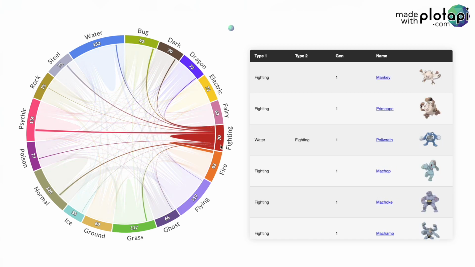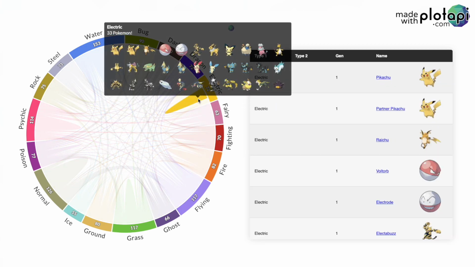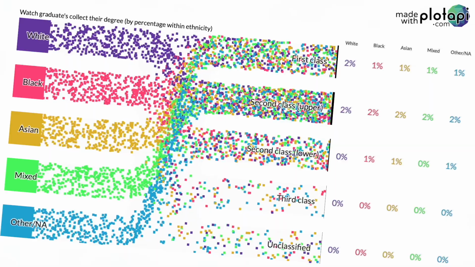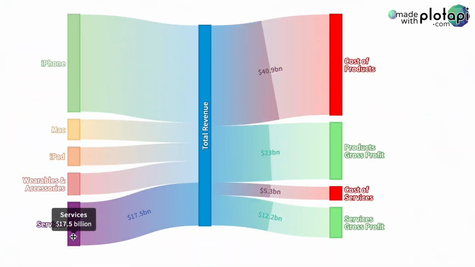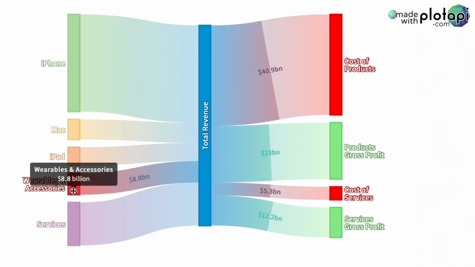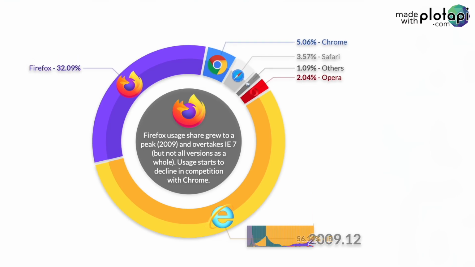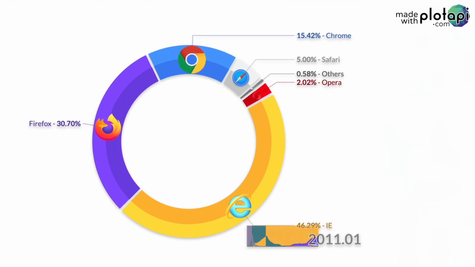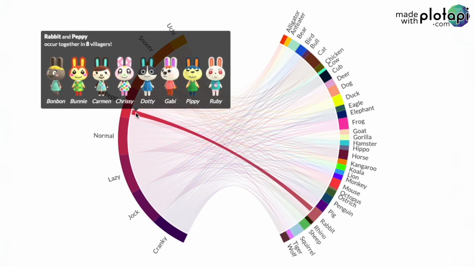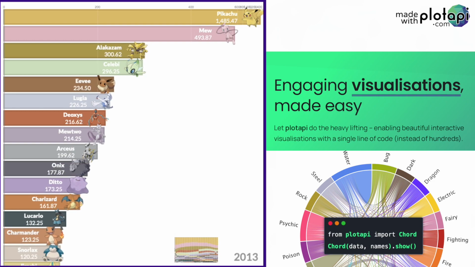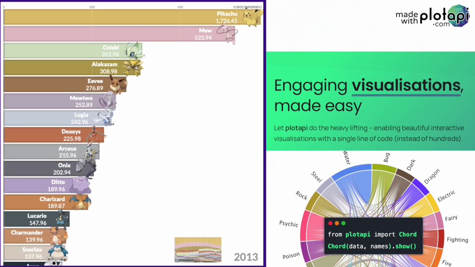We'll be using PlotAPI to create the many chord diagrams throughout this video. It can generate beautiful and interactive diagrams from a single line of code. These include Sankey diagrams, bar chart races, pie chart races, terminus diagrams, chord diagrams, and much more. You can get it over at plotapi.com and start using the API from any programming language. You can also install it as a Python package with pip install plotapi, which is what I'm using throughout this video. Now let's get started with our example.